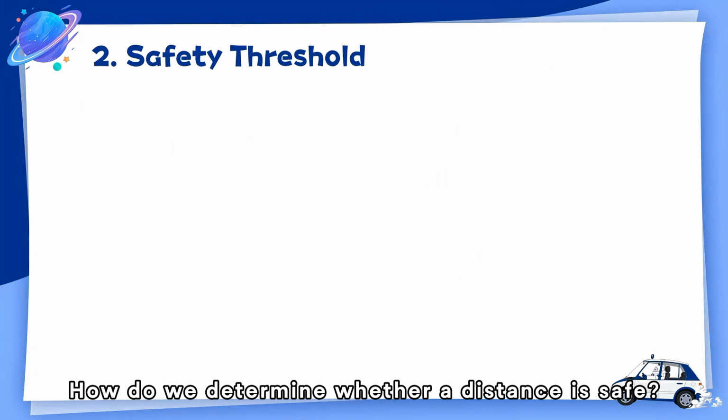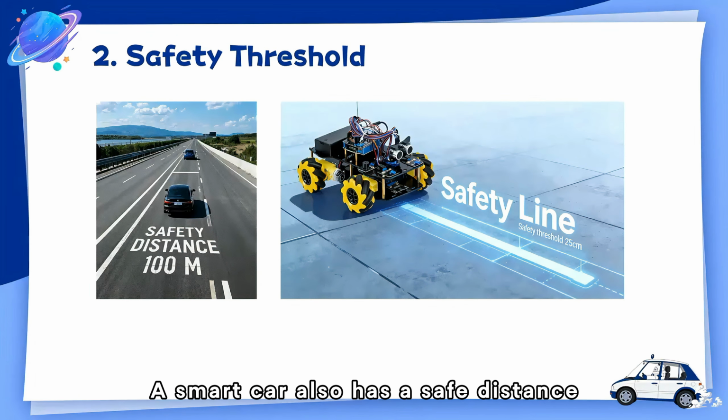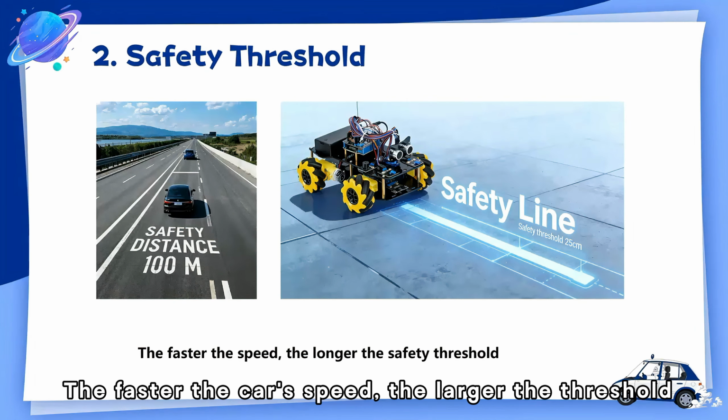How do we determine whether a distance is safe? Just as driving on a highway requires a following distance of around 100 meters, a smart car also has a safe distance, also known as the safety threshold. The faster the car's speed, the larger the threshold.